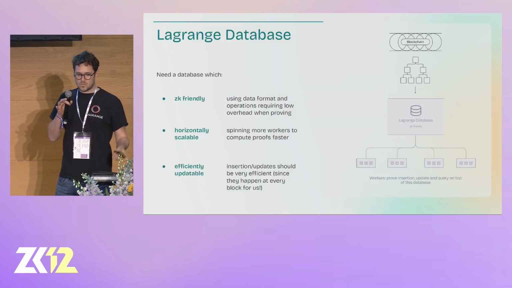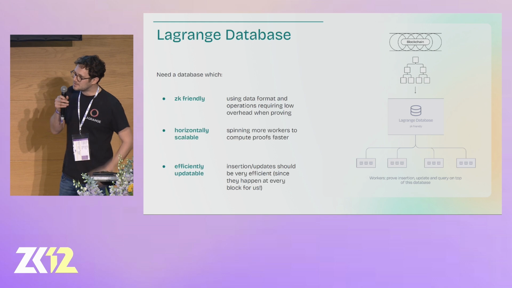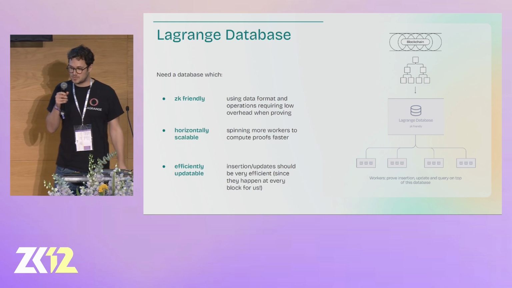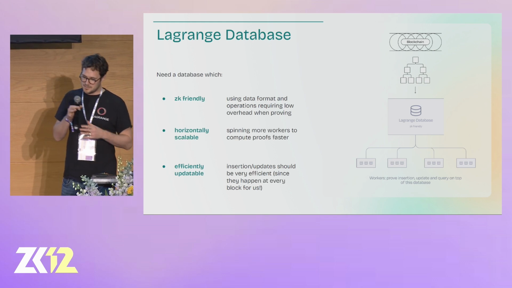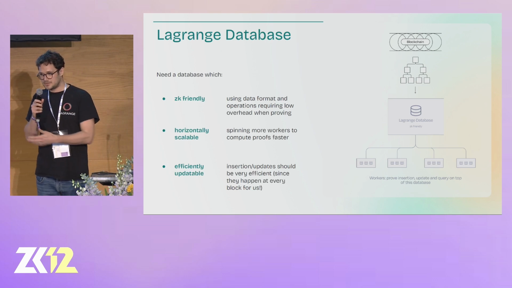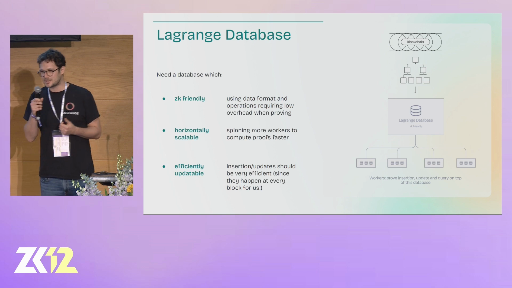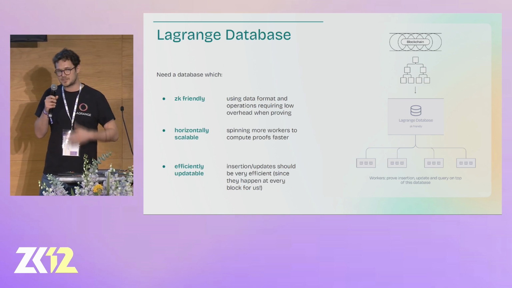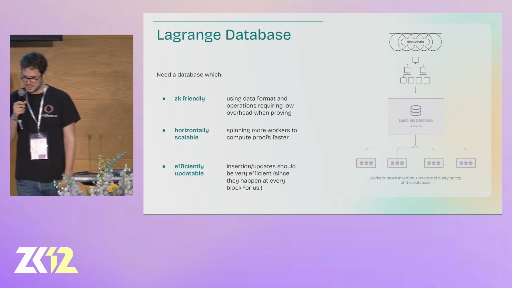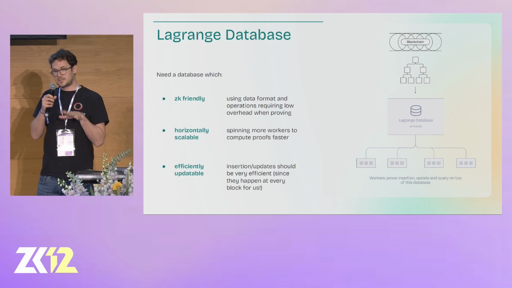So what is our database? I've been mentioning this since the beginning, but we need a database which is, well, proof-friendly, because we want to give a proof. So that means it's not very nice for us to use things like Keccak and RLP encoding, for those who know how the MPT trees work on EVM. We also want to be horizontally scalable.